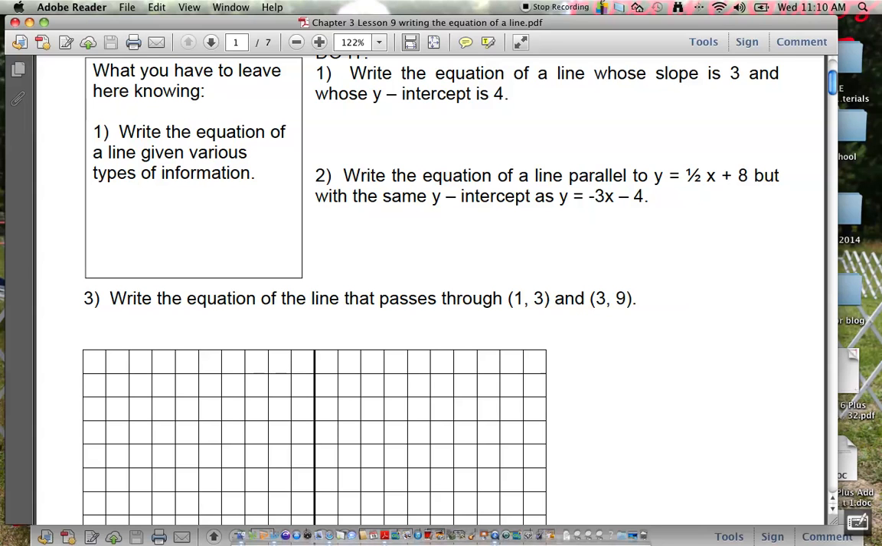All right, so, oh, there's those words again. Write the equation of a line.